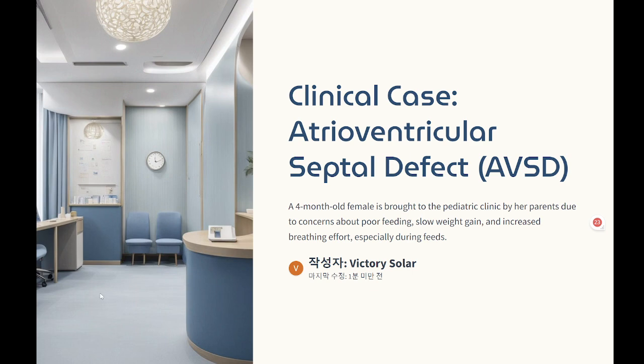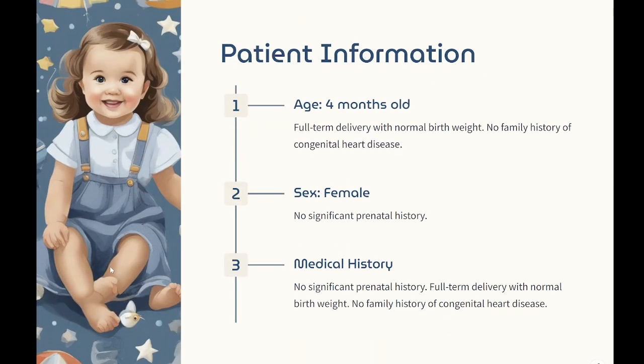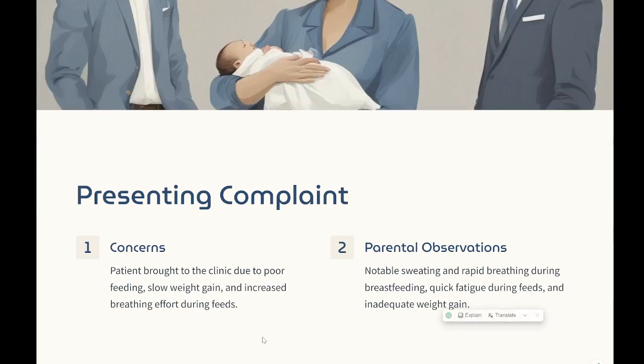Clinical case: atrioventricular septal defect, AVSD. Patient information: age 4 months old, sex female, medical history, no significant prenatal history, full-term delivery with normal birth weight, no family history of congenital heart disease. Presenting complaint: the patient is brought to the pediatric clinic by her parents due to concerns about poor feeding, slow weight gain, and increased breathing effort, especially during feeds.